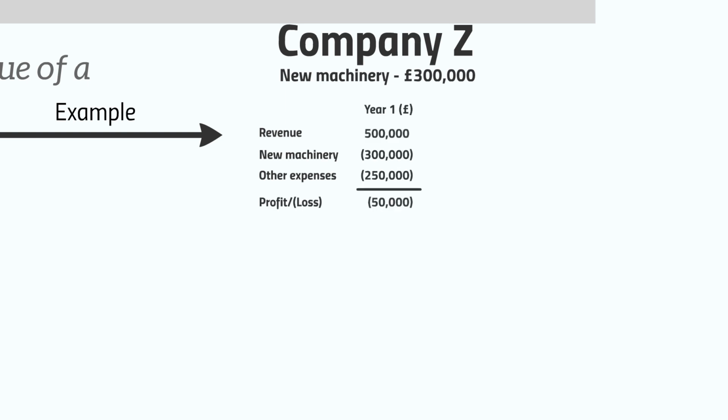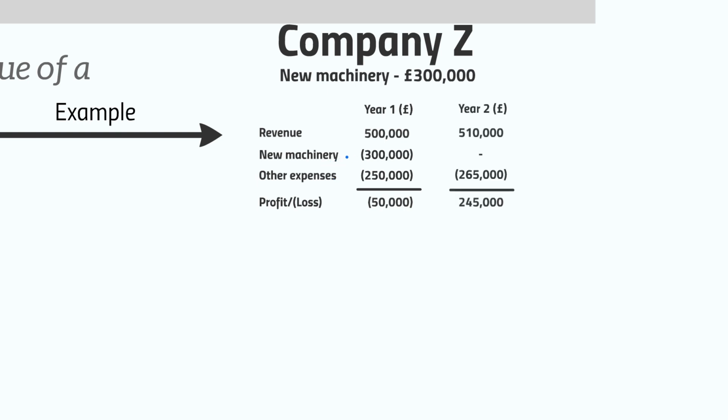In year one, the company made revenue of around £500,000. Not a bad year for revenue. And of course, this is the year that they purchased their non-current asset, their new machinery, and that cost £300,000. So we have to show that as a cost. And then there were other expenses of £250,000. Once you take all of this into consideration, the company has made a loss of £50,000, mostly because of the cost of this new machinery.